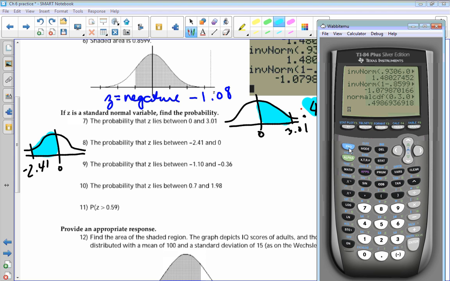Again, second, distribution, cursoring down to normal. I'm going to put my lower now, and we always have to put lower to upper, going from left to right the way we read, and of course that's going to be negative 2.41, and going up to the upper it would be at 0. Cursoring down, hit paste, and of course I find that area to be 0.4920.